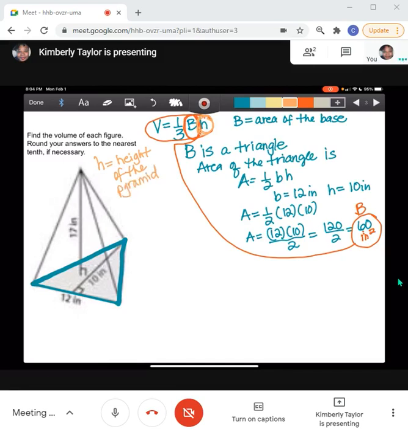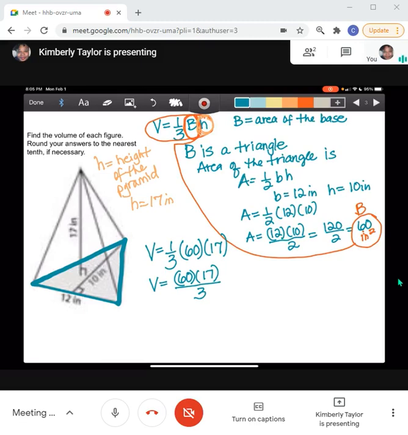So the height of this pyramid is 17 inches. So H is equal to 17 inches. We're going to put it into our formula. V equals 1/3. The base is going to be 60 and the height is 17. So in order to do this, we're going to say V equals 60 times 17 and we're going to divide it by 3.